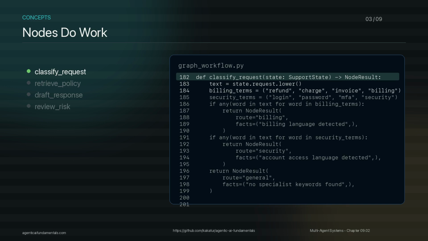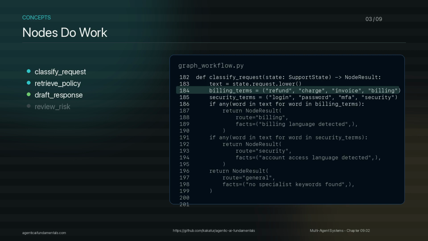A node is just a unit of work. In LangGraph, that node might call a model, invoke a tool, retrieve documents, or run ordinary Python. The rule is the same. Read state, return an update. The classifier writes the route. The policy node adds facts. The draft node writes a draft answer. The risk node writes a risk score.